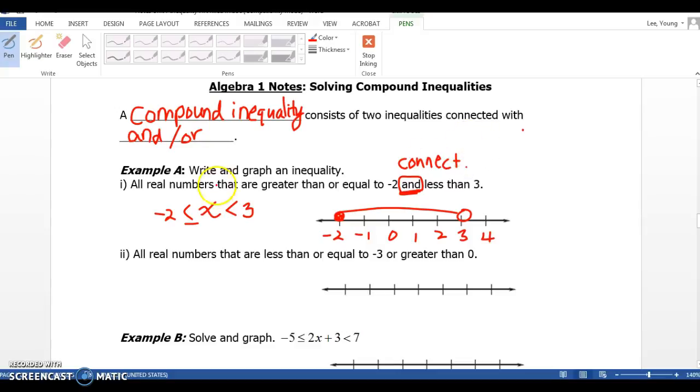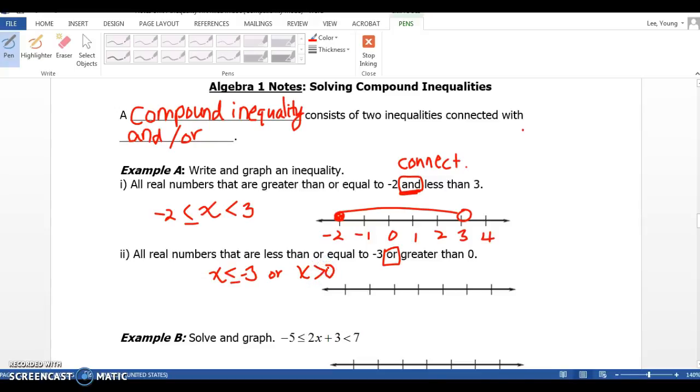Then let's read the next one. All real numbers that are less than or equal to -3 or greater than 0. Okay? So think of that. Any number that is less than or equal to -3. So think about it. x should be less than or equal to -3, and it's not "and," it's "or" greater than 0. You can't have any number that is less than -3 and greater than 0. Is that right? So x should be less than or equal to -3 or x is greater than 0.